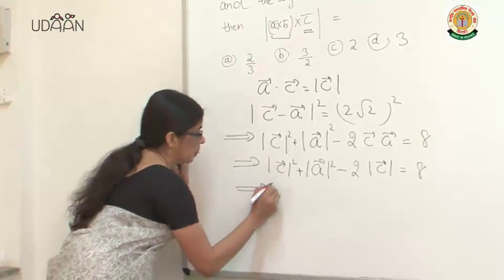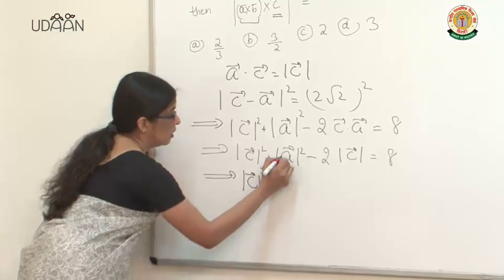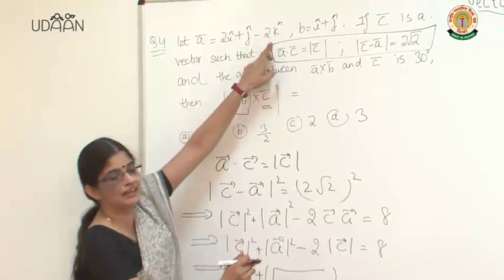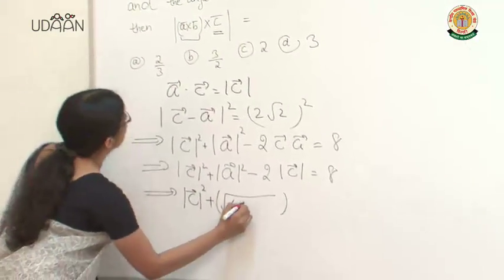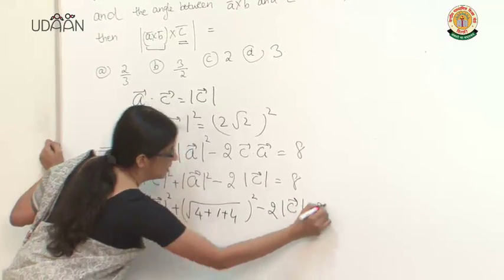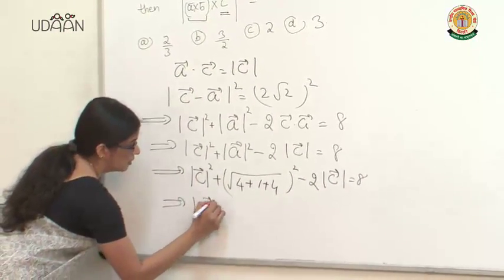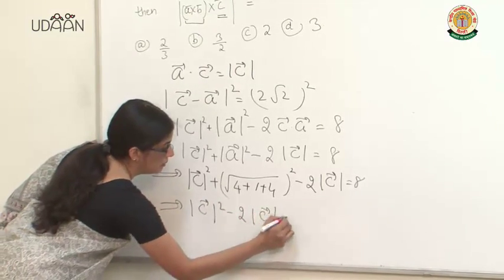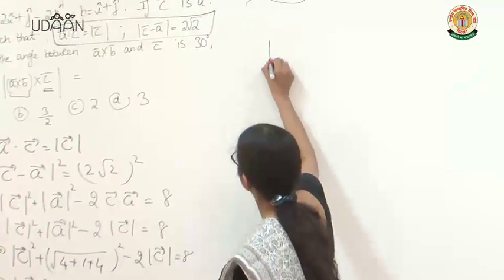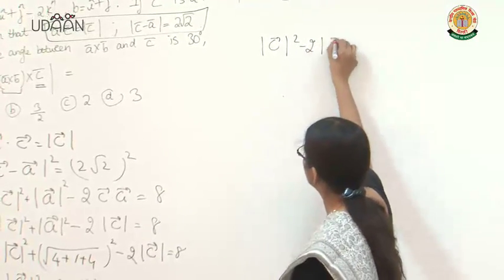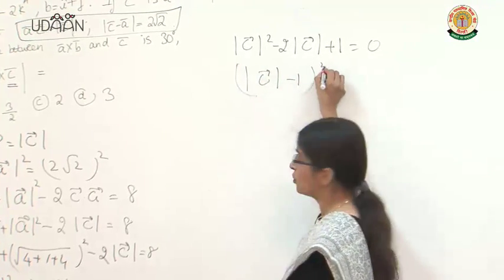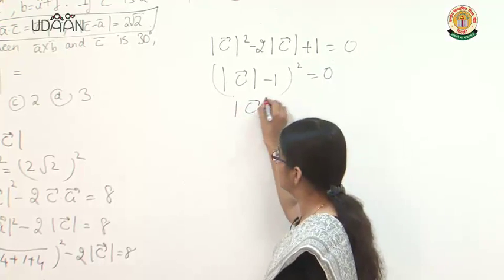Let's put the values. Mod C square plus mod A the whole square. What is mod A? Vector A is given as 2i cap plus j cap minus 2k cap. So modulus of A is root of 4 plus 1 plus 4, whole square, minus 2 mod C equal to 8. Let us simplify. Mod C square minus twice of mod C plus 9 equal to 8. Let us do the calculations here. That is mod C square minus 2 mod C plus 1 equal to 0, which gives you mod C minus 1 whole square equal to 0. That is modulus of C equal to 1.